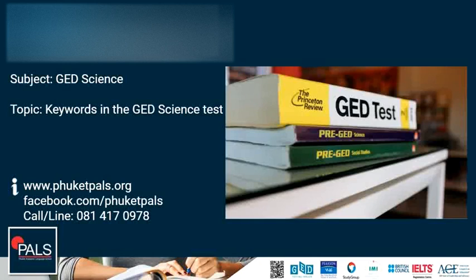We will have a look at a couple of keywords that are going to be important to know about when you take the GED Science test, or in general the GED test. We will first have a look at some general important terms and then on some terms that are more science related and specifically important for the science test.